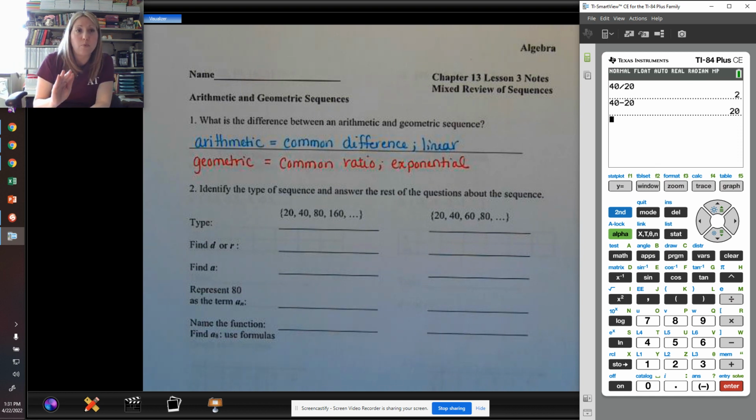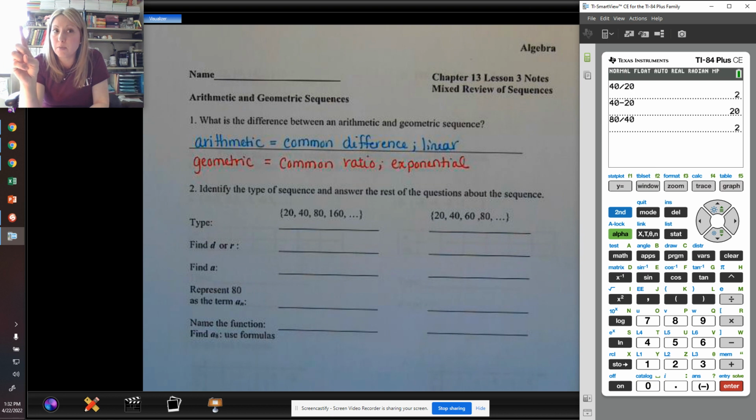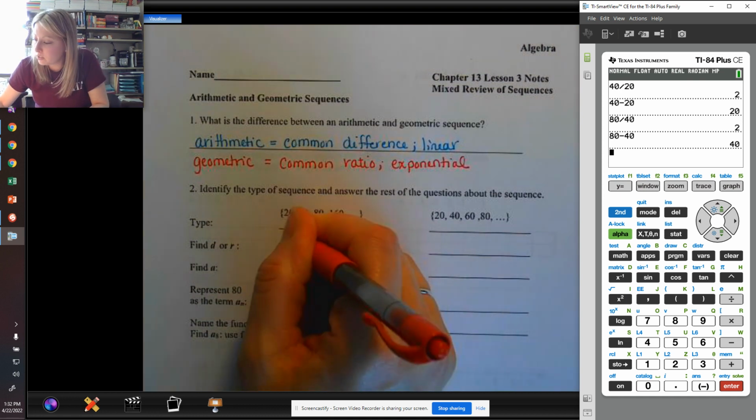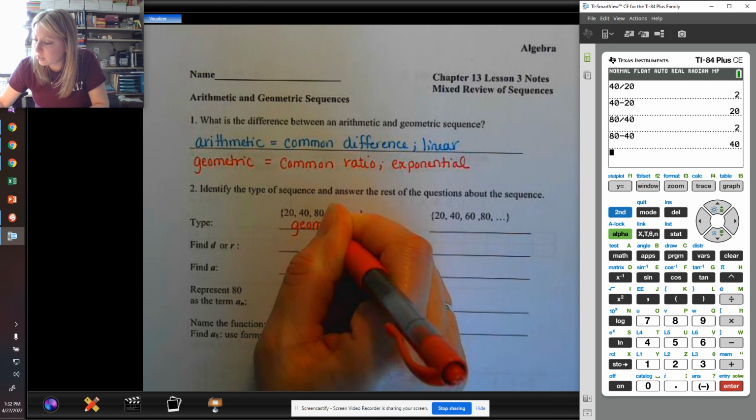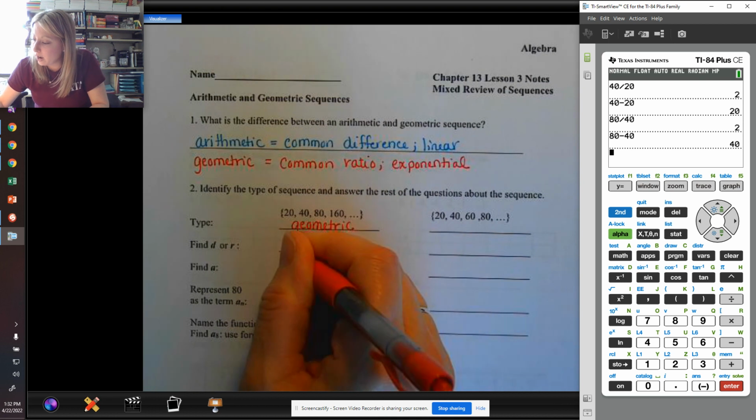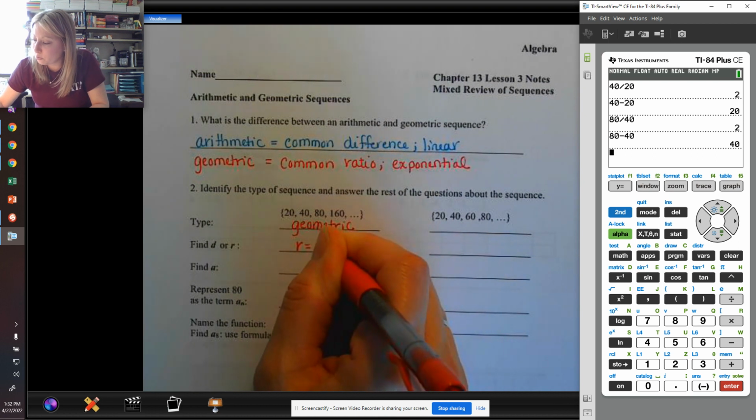Now let's test that with the third minus the second, the third divided by the second. So third divided by the second gives me that same common ratio. And when I subtract, notice I do not have a common difference. So that tells me two things. That tells me that this is a geometric sequence and that I have an R value of 2.